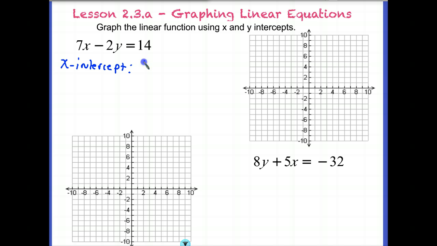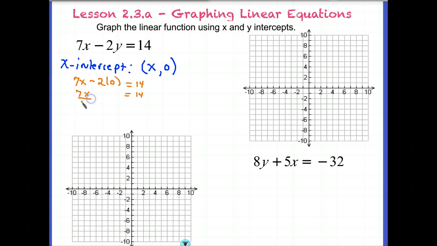Okay, so we just said to find the x-intercept, that's our x, the value of y will always be 0. That can help us in this problem because all we need to do then is plug in a 0 in place of y and then solve for x. Let's do that. So we end up with 7x minus 2, plugging in the 0 for y, and then I'm going to solve. 2 times 0 is just 0, so I'm left with 7x equals 14.